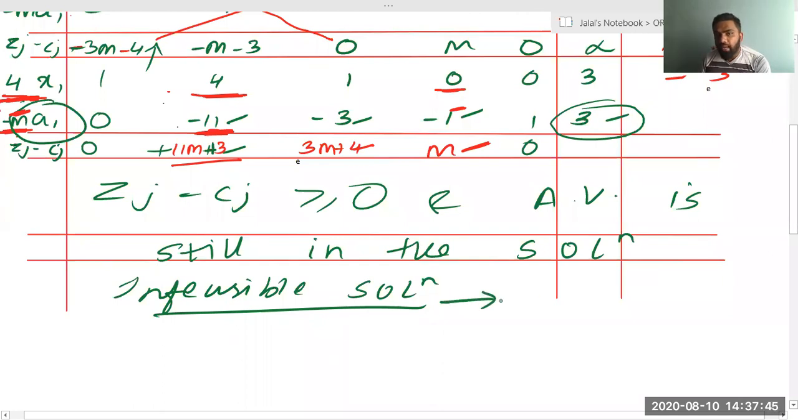Now, if you would have tried to solve this question by two phase, what would have happened? You use all the things similar in two phase.